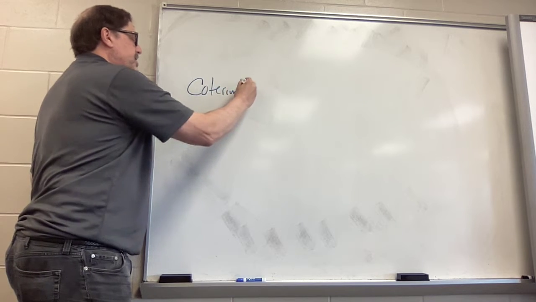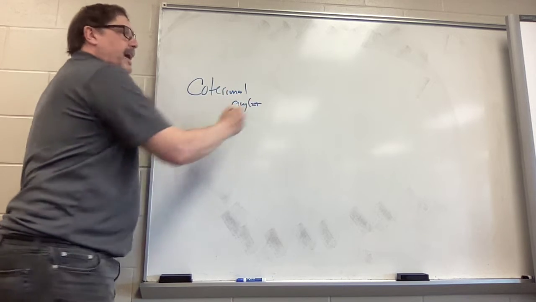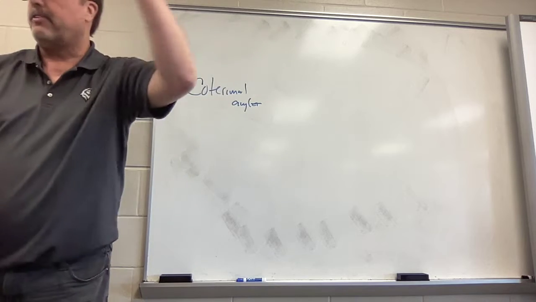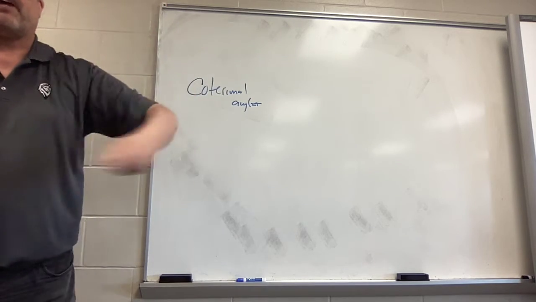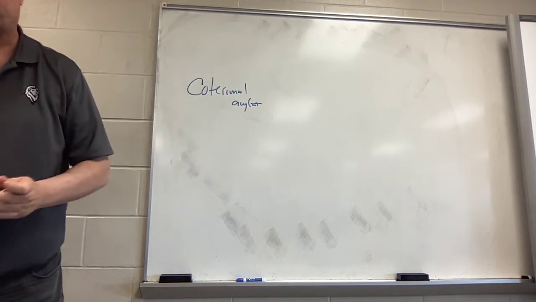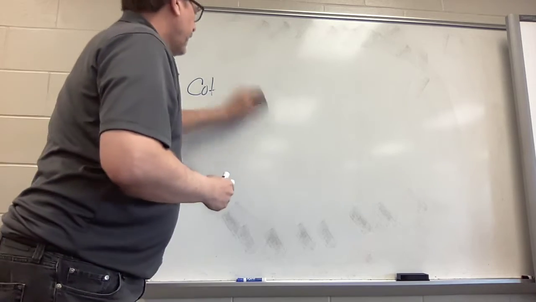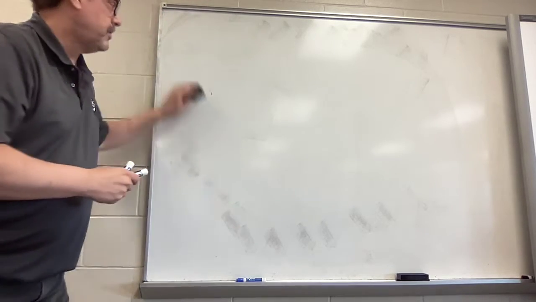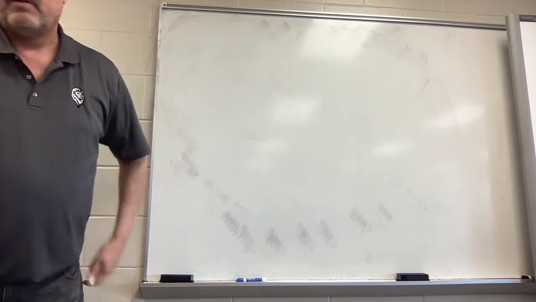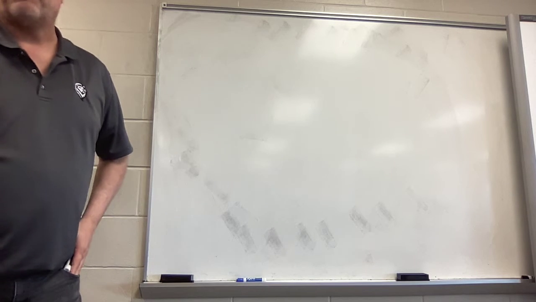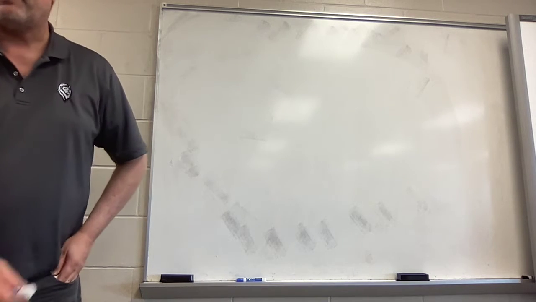Coterminal angles. Add 360 degrees, add 360, add 360. Take away 360, take away 360, take away 360. So it has to be between 720 and minus 720. It depends on how it's written. It will say what to do.